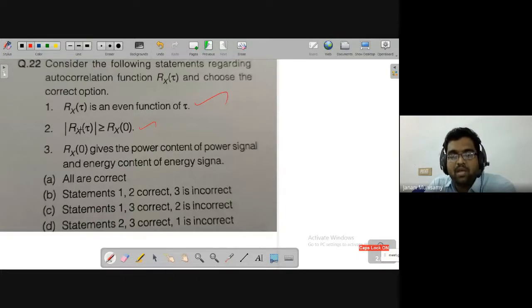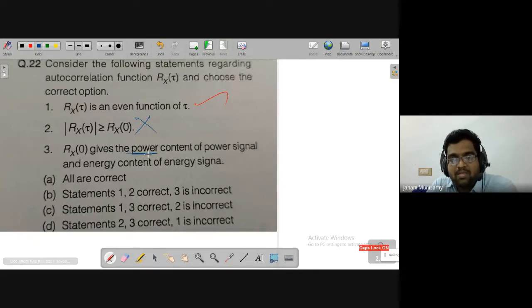Tau can be anything here. But this is not true. I already told you autocorrelation at origin is the maximum. At tau equal to 0, you calculate something, that is the maximum value. At all other points, it has to be smaller. So it has to be in the reverse format. So this is wrong.